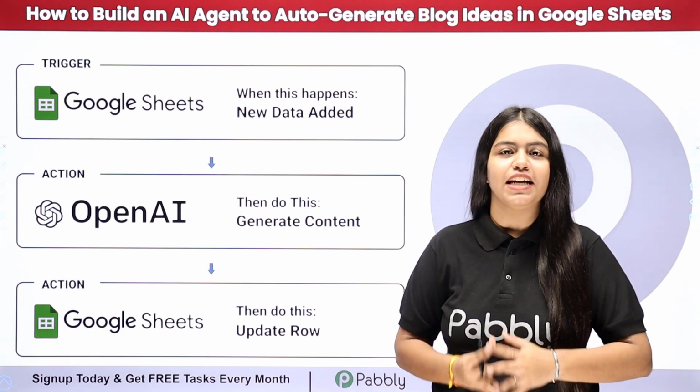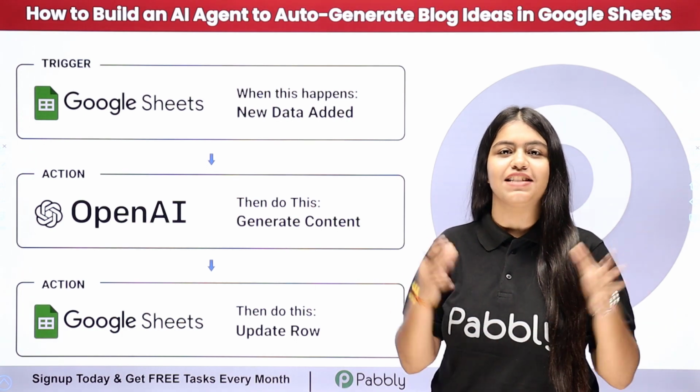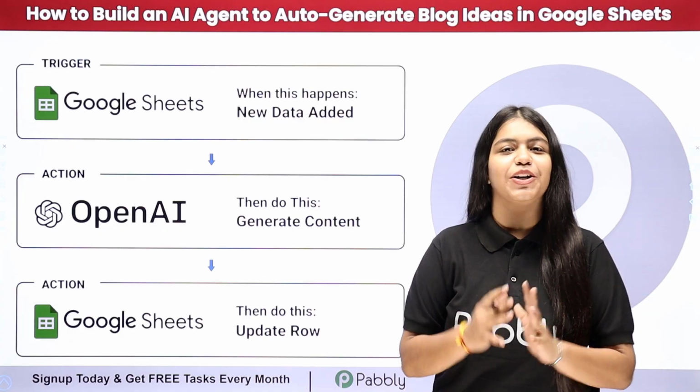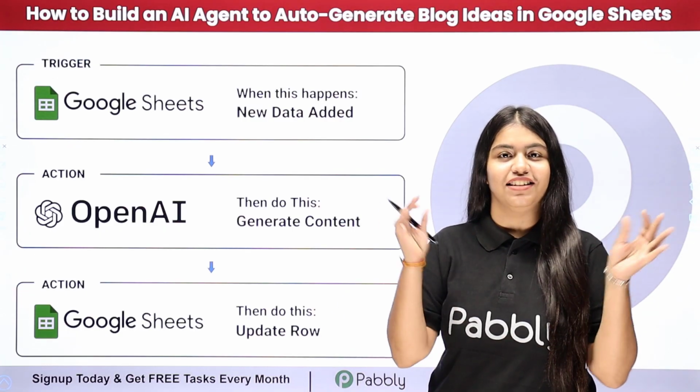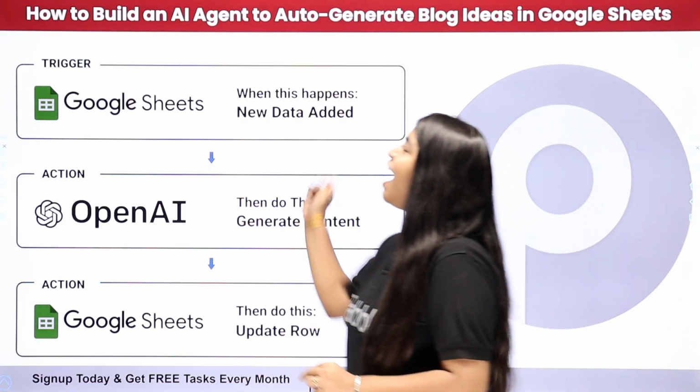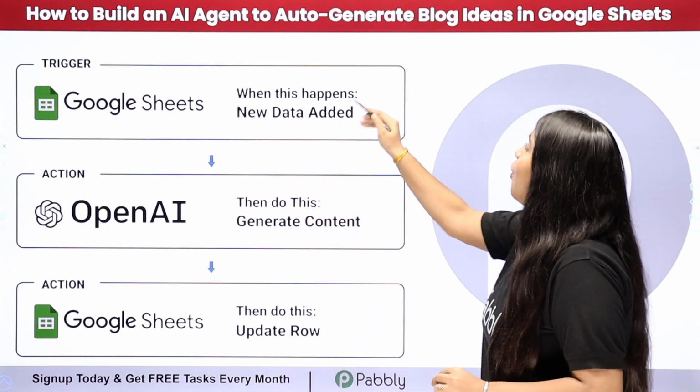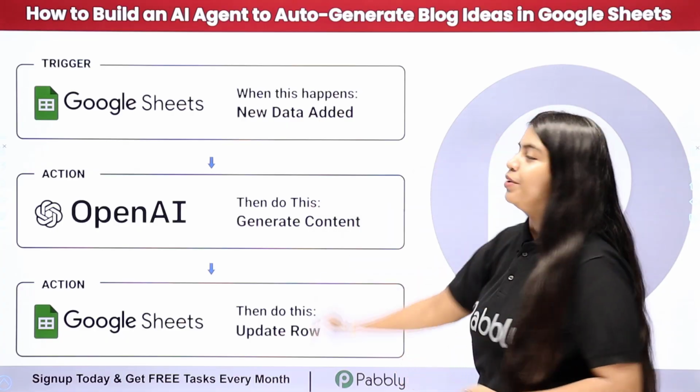So do you also find it a task to generate blog ideas and sound creative? Then this video is definitely for you. So hello all, welcome back to Pabbly Connect, and in this video we are going to understand how to build an AI agent to auto-generate blog ideas in Google Sheets.